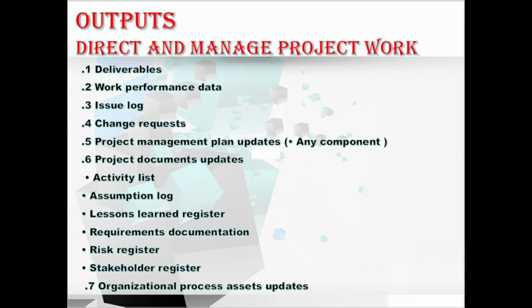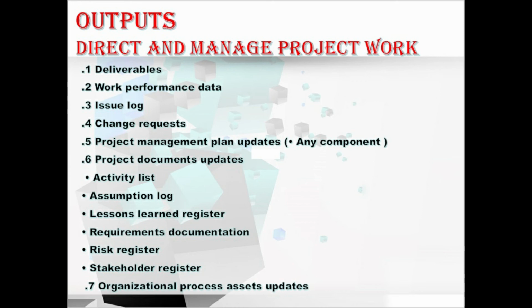Let's move to the next output, project document updates, which contains the activities list, assumption log, lessons learned register, requirements documentation, risk register, and stakeholder register. Let me explain one by one. First, the activities list. In this output, the activities list may be updated with additional or modified activities to be performed to complete the project work. Okay, moving to assumption log.